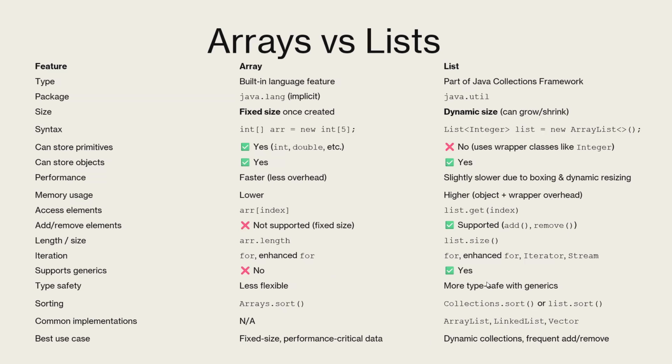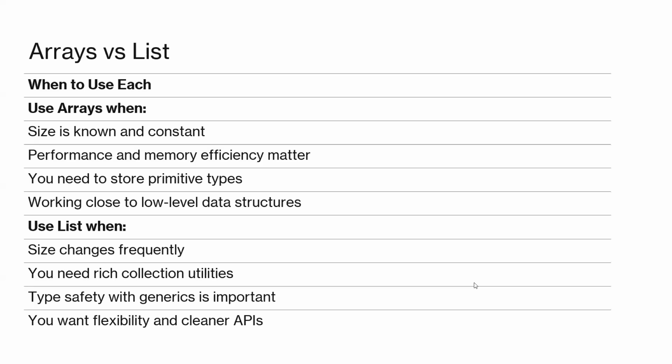So let's talk about when we would use arrays versus lists. You're going to use an array when the size is known and constant, and if performance and memory efficiency matter, if you need to store primitives and you're working with low-level data structures. That being said, this sounds good in theory, but I found in practice you're going to be using lists.